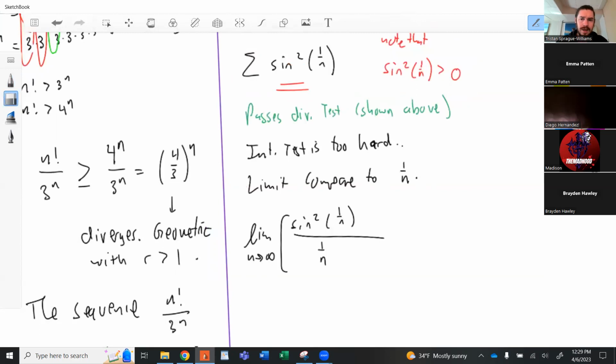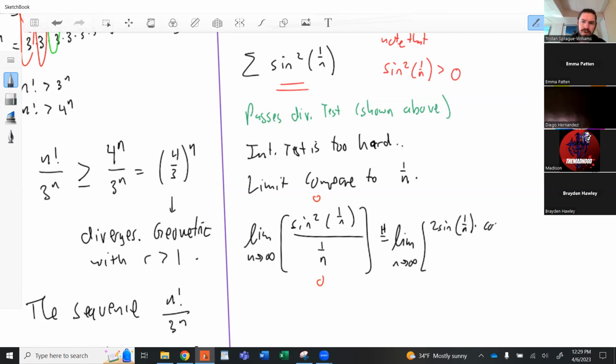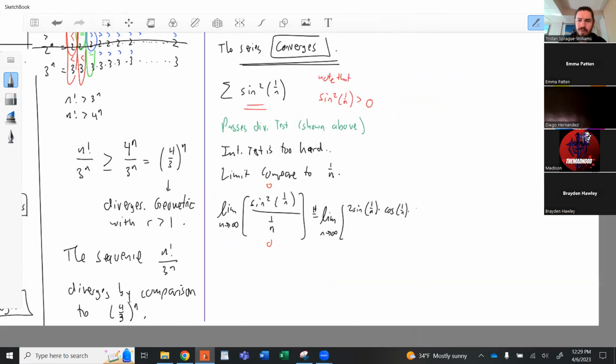And that is in the form 0 over 0. Okay, it is indeterminate 0 over 0. So we can apply L'Hopital's rule to that right away. What do we get? 2 times sine of 1 over n times cosine of 1 over n, and then times the derivative of 1 over n.